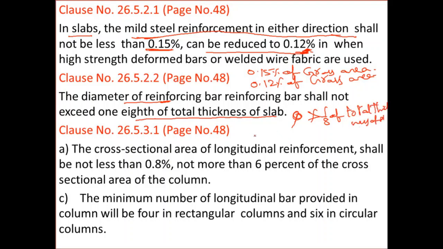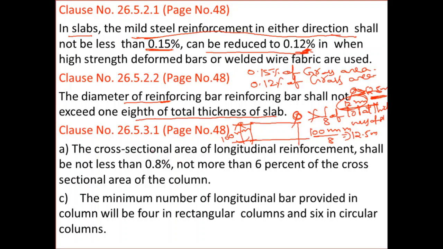Suppose let us say the overall thickness of the slab is 100 mm. Then 100 mm by 8, how much is that? 12.5 mm. So bar diameter should not exceed 12.5 mm in this condition. But do you have the bar size of 12.5 mm? No. So bar diameter should be restricted to 12 mm in this condition. Like this you have to calculate the maximum bar diameter.